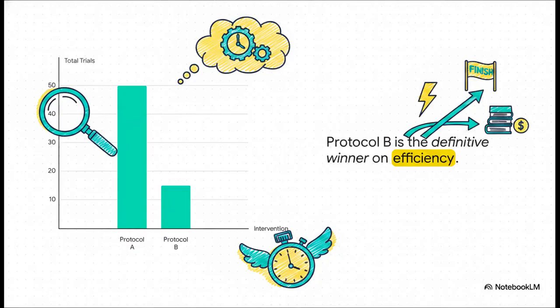Let's zoom out to the big picture for a second. Why do we even track this metric so rigorously in our field? Well, if we compare 2 different educational interventions aimed at teaching the exact same skill, let's say Protocol A takes 50 trials to reach criterion, while Protocol B only takes 15 trials to get the exact same result, Protocol B is the definitive winner on efficiency, hands down. This is exactly why this metric is vital. It allows us to scientifically prove which teaching method is getting the learner to independence faster. By identifying the most efficient protocol, we're ultimately saving teaching time, reducing learner frustration, and totally optimizing our clinical resources.